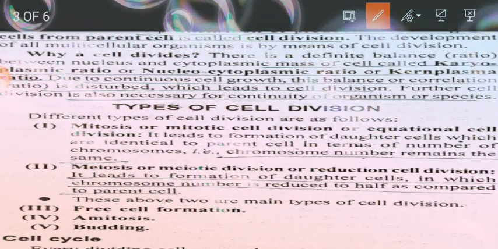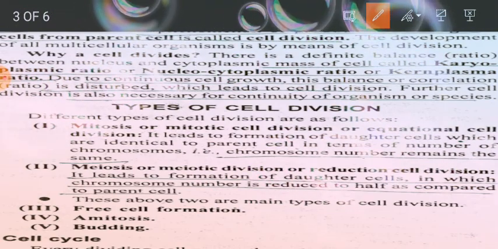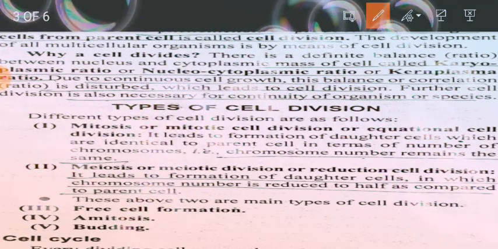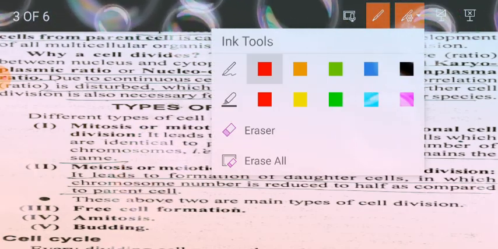Then come some main types of cell division. There are two main types of cell division, mitosis and meiosis. Otherwise there are different types of cell division like free cell formation, amitosis and budding. These are also types of cell division.